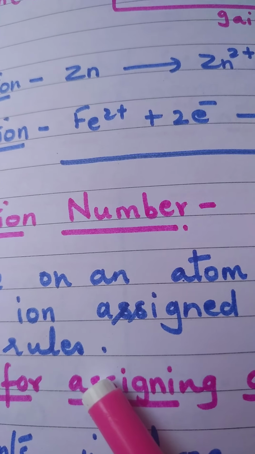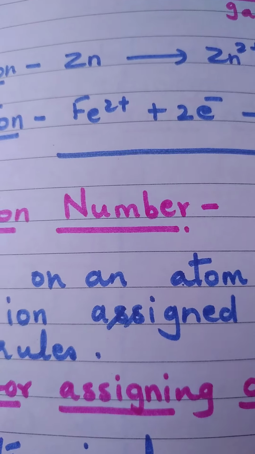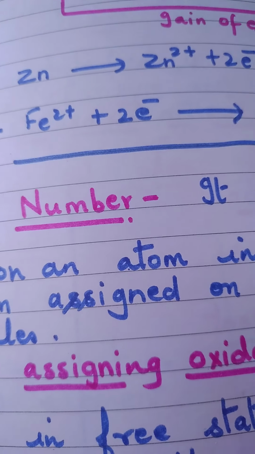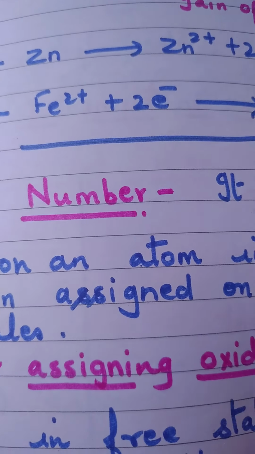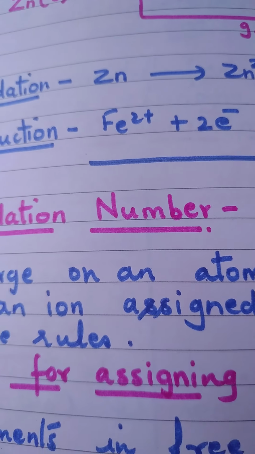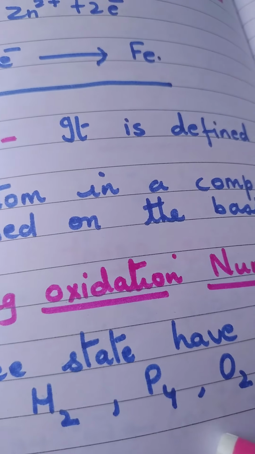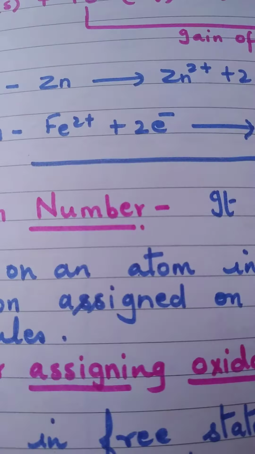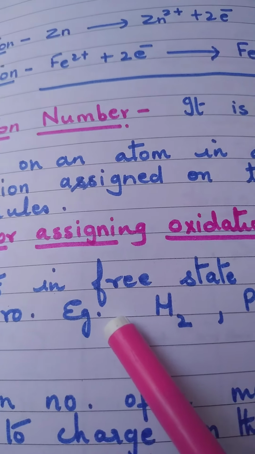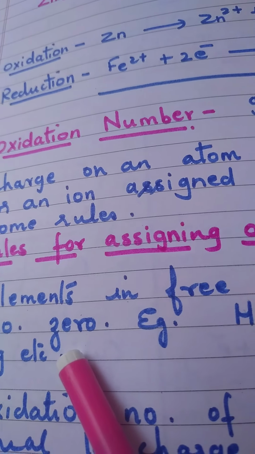For oxidation number, we have certain rules, and keeping those rules in mind, we have to calculate the oxidation number, that is, the charge on an atom in a molecule or ion, in combined state or free state. Now, rules for assigning oxidation number. Number 1: elements in the free state have oxidation number 0.